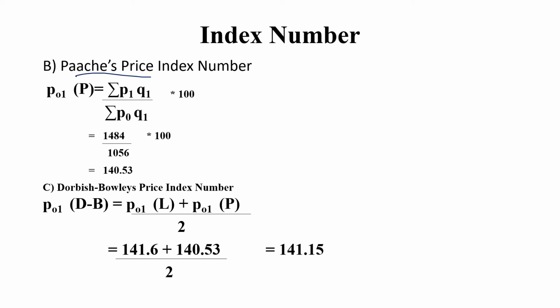For Paasche, we have the value P1 Q1 upon P0 Q1 into 100. So 1484 divided by 1056 into 100.